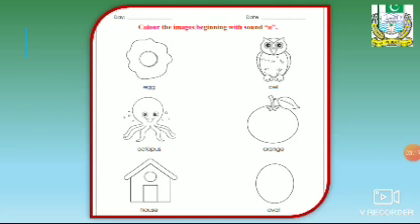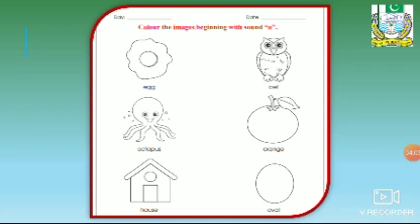So let's have a look at the first image. It is egg. Egg starts with sound O? No. So I'm not going to color the picture of egg. Below egg, that is octopus. Does octopus have beginning sound O? Yes. O, octopus. So I'm going to color the picture of octopus. Next picture is house. Does house begin with sound O? No. I'm not going to color the picture of house.